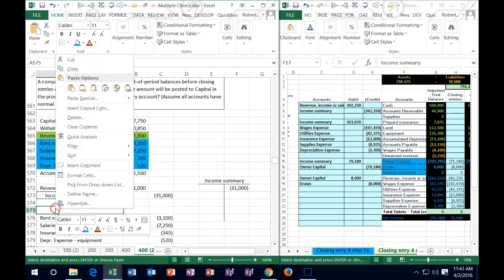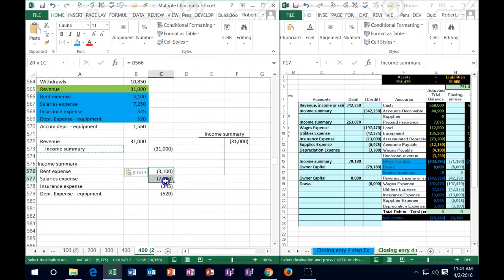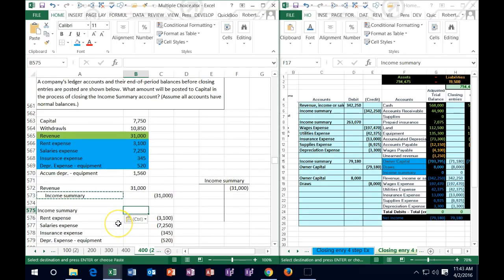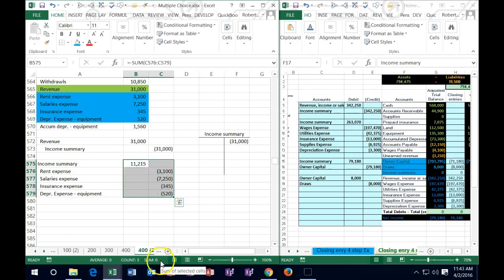We're closing out the expenses to the income summary. If we just add these up, this plus this plus this plus this adds up to 11,215. I'm going to do that with a formula instead of just typing it in. I'm going to say negative sum of, and I'm going to add them up from the bottom because that thing's in the way, or else you can just move this thing if you want. This plus this plus this plus this, and enter. And so now the debits minus the credits equals 0.